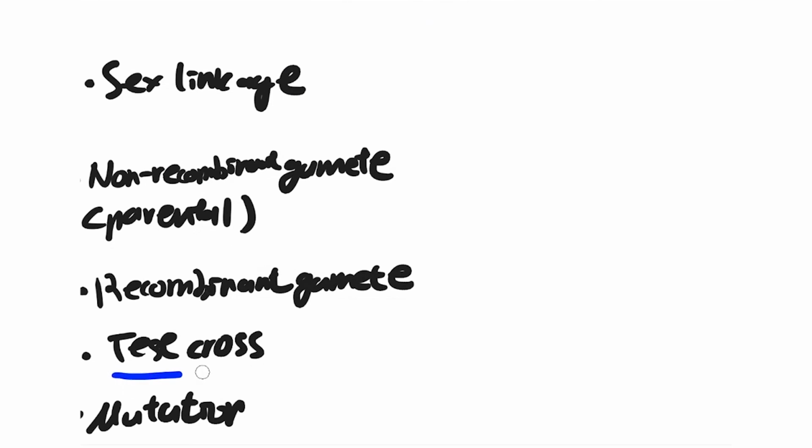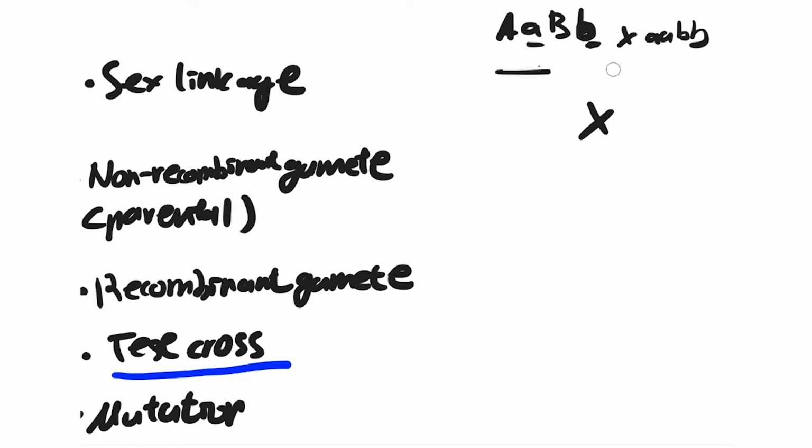So now we're going to talk about Testcross. Testcross means to cross something with a homozygous recessive. For example, if this person has alleles big A, small a, big B, and let's say the smaller ones are the recessive ones, we're going to cross it with small a, small b. So this is called a Testcross.